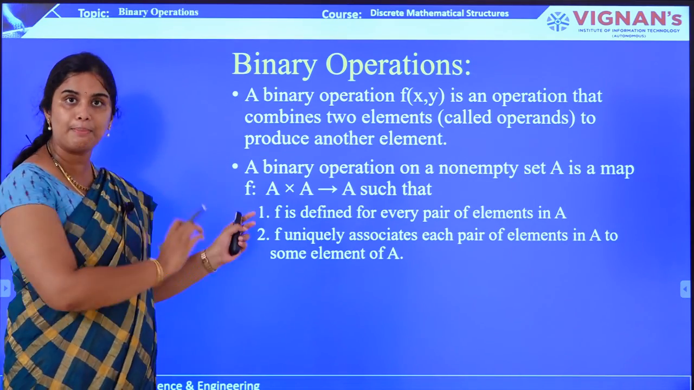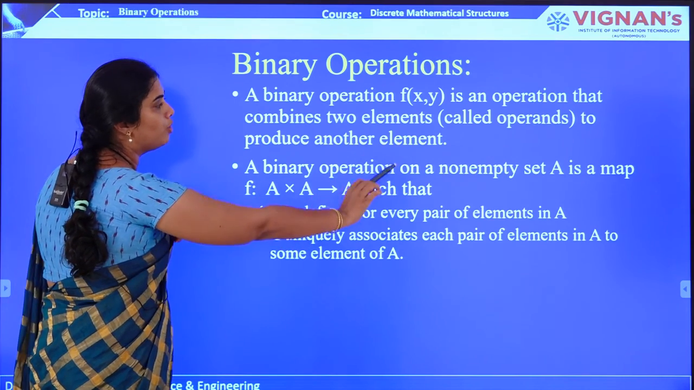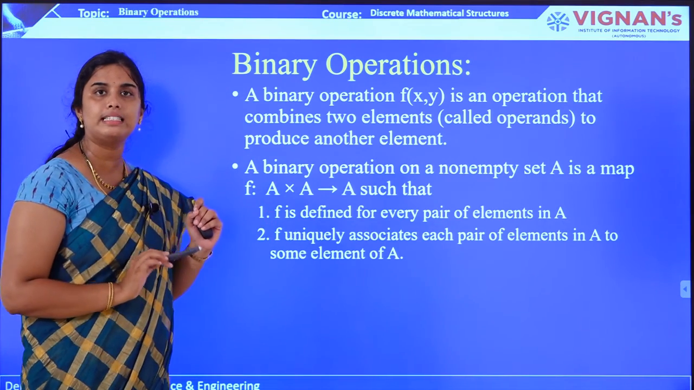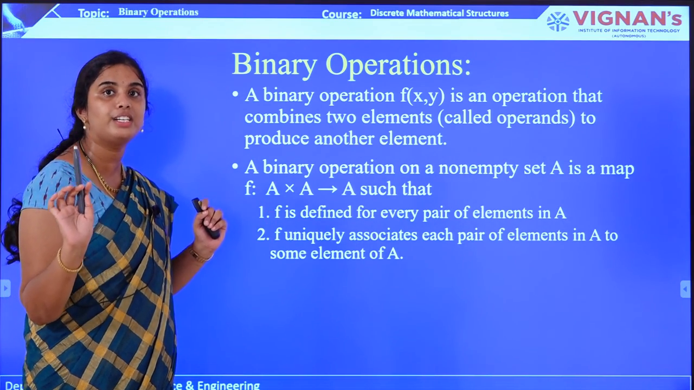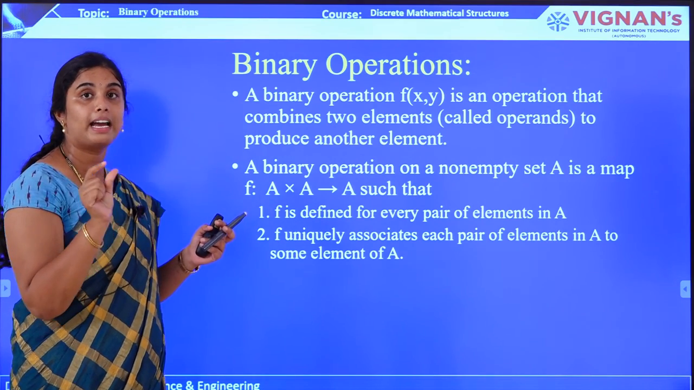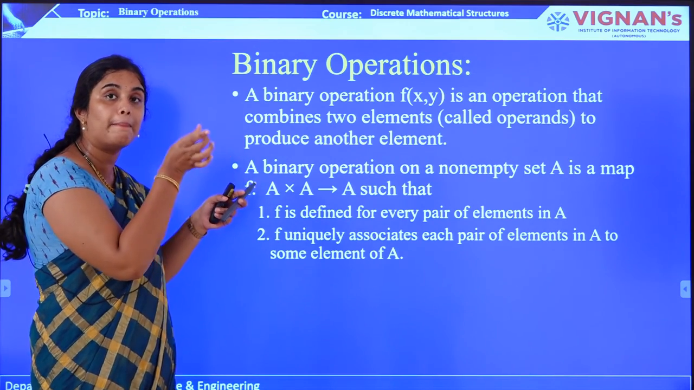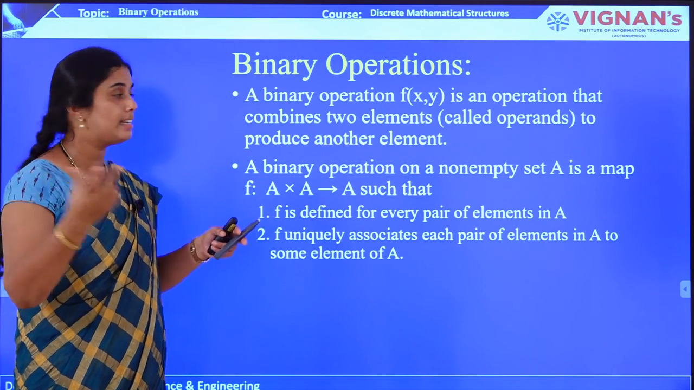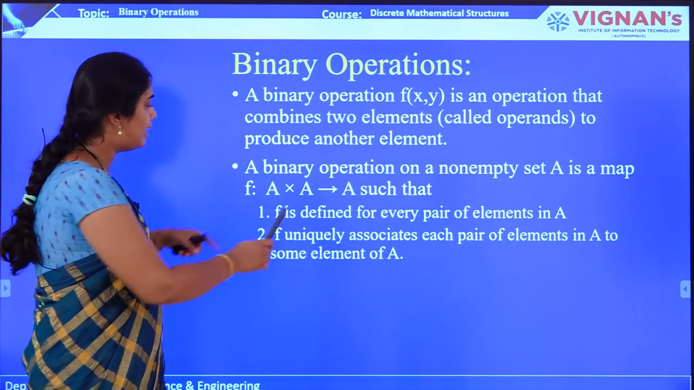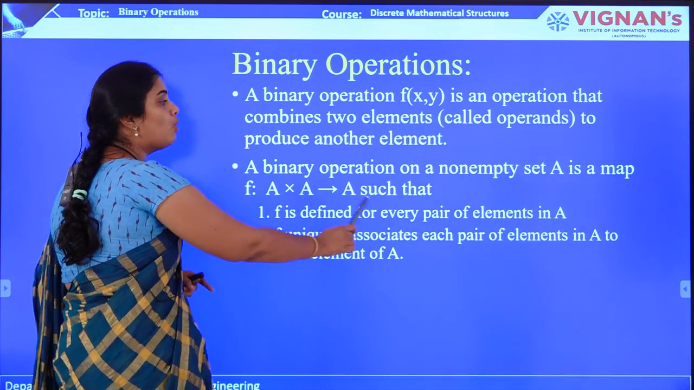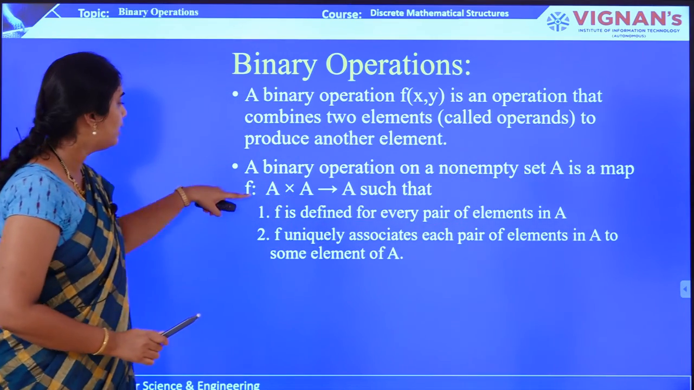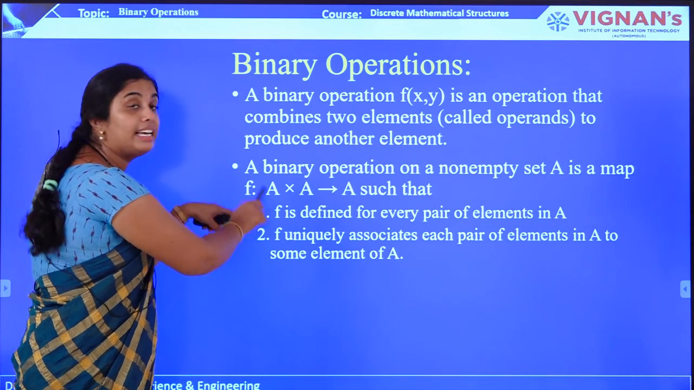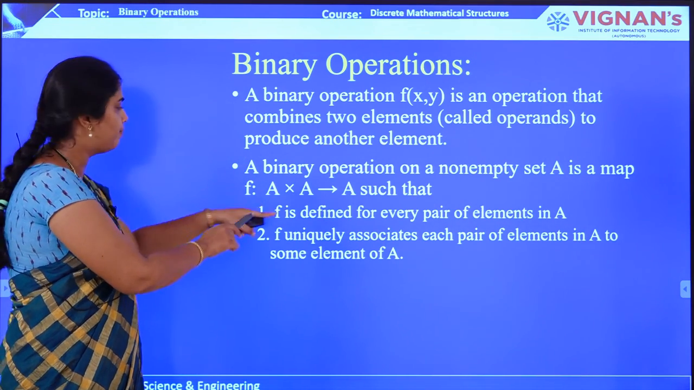And coming to the symbolic notation, a binary operation on a non-empty set A is a mapping function from A cross A. What is this A cross A? It is nothing but the Cartesian product. Through Cartesian product you will be getting the ordered pairs, right? So, you are combining different combinations of the ordered pairs in order to get the third result, and you need to combine in such a way that this function f is defined on every pair of elements in A. If you are denoting in this way, then you are defining this function on each and every element of the set A. This is the first rule.